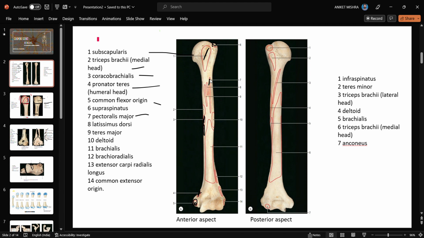When we see about the latissimus dorsi, that one is the 8th landmark. This is the area for the latissimus dorsi. It is inserted onto the floor of the intertubercular sulcus.